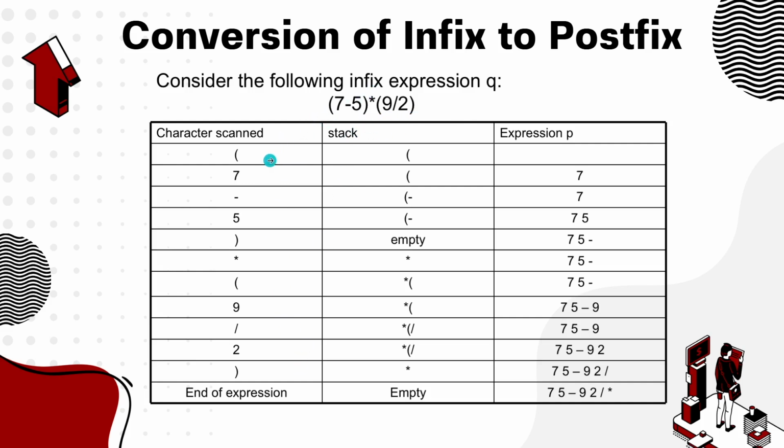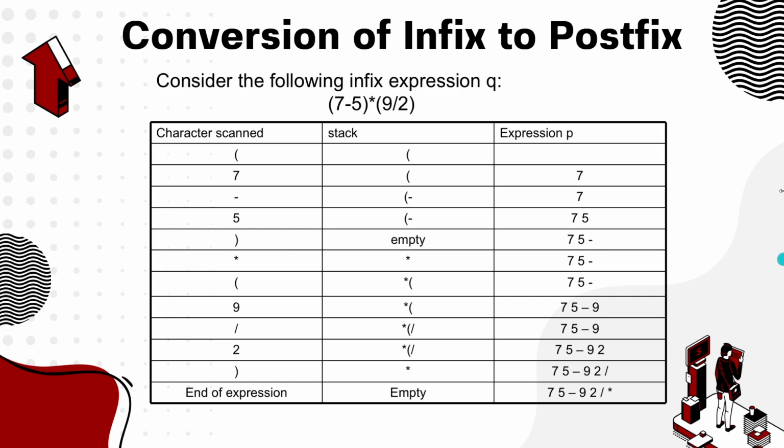We encounter open bracket, so put it onto stack. We encounter 7, an operand, so place it in output. Minus is an operator, push it onto stack. We encounter 5, it is an operand, place it in the output. Then we encounter a closing bracket, and as I said before, I have to pop everything till open bracket. So, I pop minus, and that appears in our output.